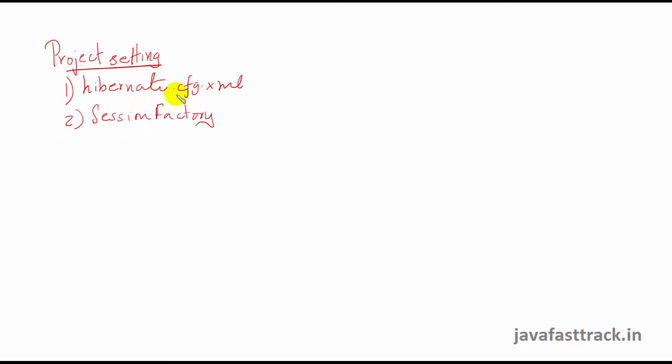The project setting consists of the Hibernate configuration file and the session factory. This is a one-time setting for the project. For the whole project, you need only one configuration file and only one session factory. Next, we have the ORM settings.